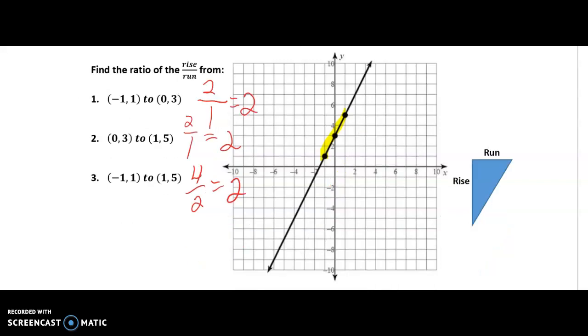Okay, so what we're noticing here is that no matter which points we pick on the line to find this rise-run ratio, it's going to be the exact same value.